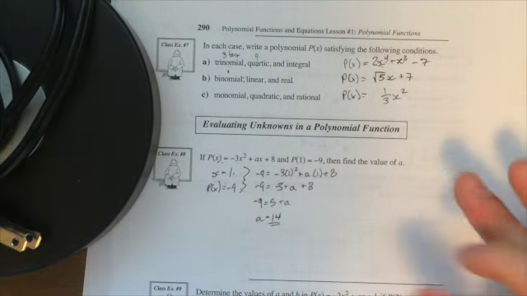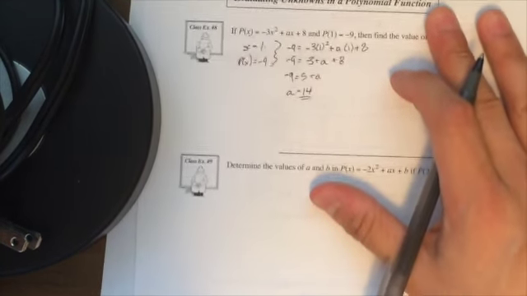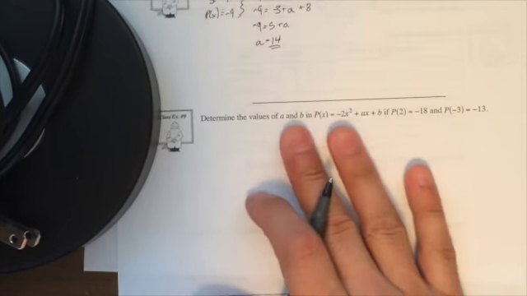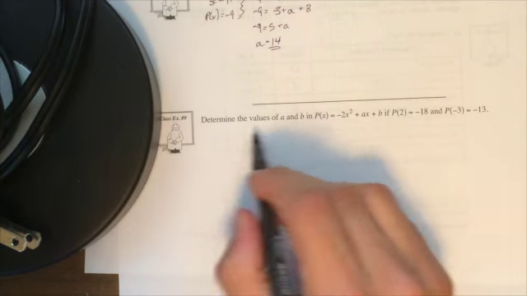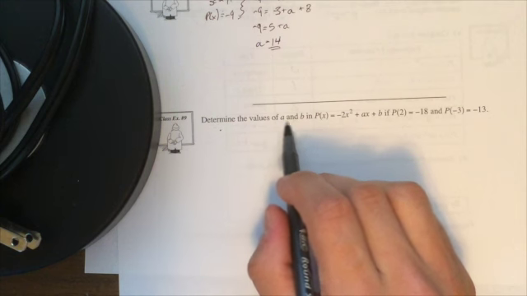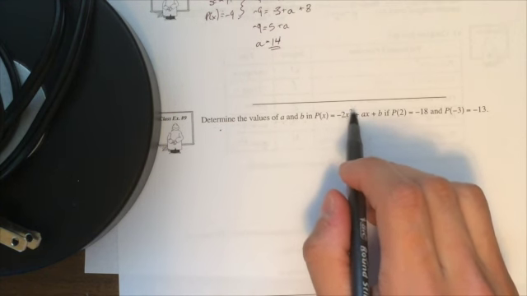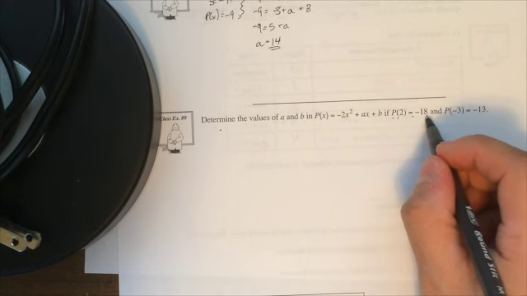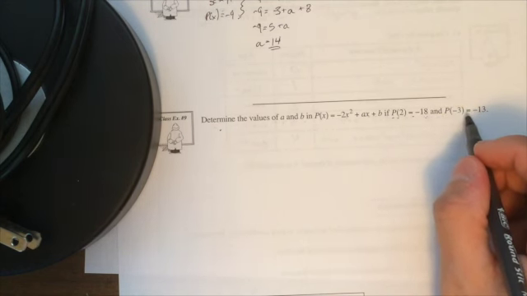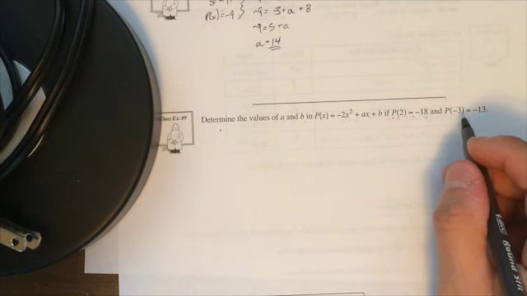Now the next example, we're going to do the exact same thing, and I think you could probably handle this on your own, but I'm just going to get you started. So in the first one, determine the values of a and b in p of x is equal to negative 2x squared plus ax plus b if p of 2 is equal to negative 18 and p of negative 3 is equal to negative 13.